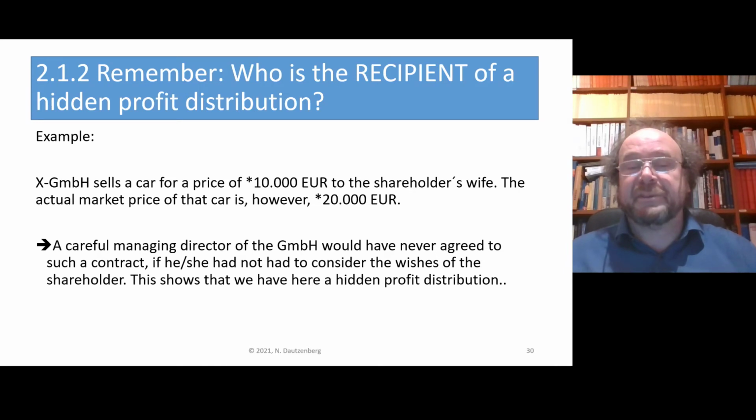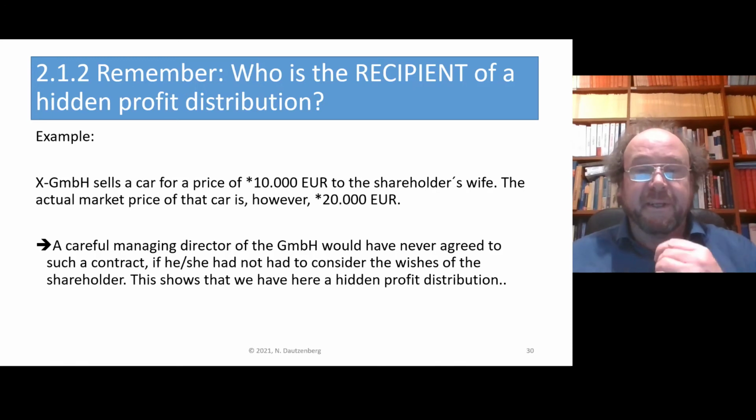The example would be a GmbH sells a car for 10,000 euro to the shareholder's wife. The true market price is 20,000. A careful managing director of a GmbH would never have agreed to such contract conditions if he or she had not been forced to consider or to give in to the wishes of the shareholder. And this shows that we have here a case of a hidden profit distribution because that transaction fulfills the definition.